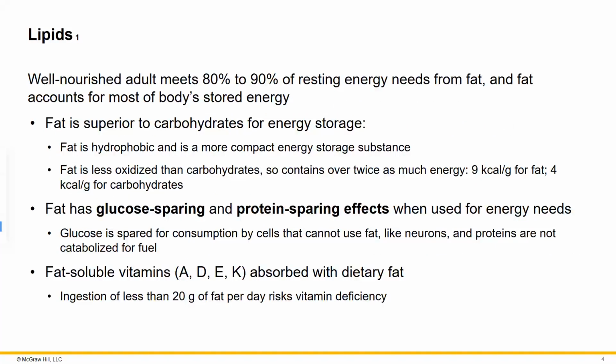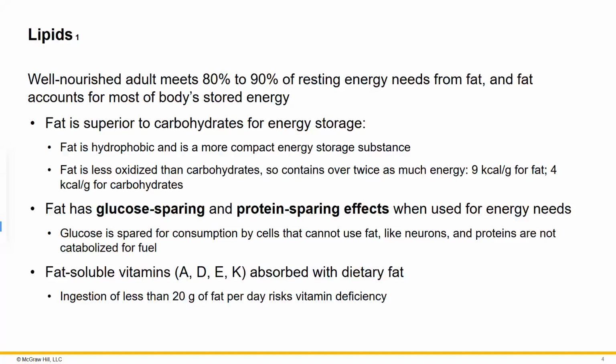So lipids, a well-nourished adult meets 80 to 90% of resting energy needs from fat, and fat accounts for most of the body's stored energy. Fat is superior to carbohydrates for energy. So fat is hydrophobic and is a more compact energy source or storage substance. Fat is less oxidized than carbohydrates, so it contains over twice as much energy. You can get 9 kilocalories per gram for fat versus 4 kilocalories per gram for carbohydrates. So a lot more energy inside of fats.